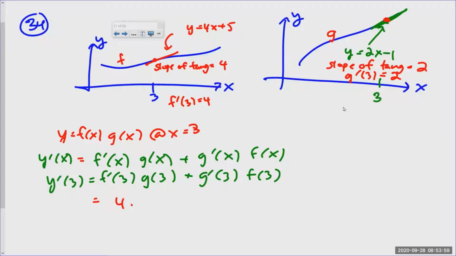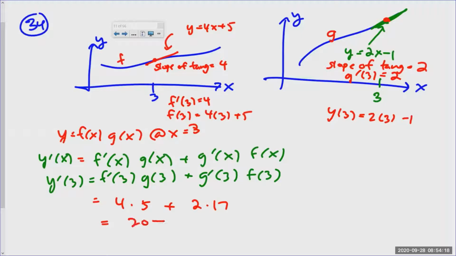So this is going to be y of 3, which would be 2 times 3 minus 1. So I'm getting 5 plus g prime of 3, which I knew was 2. And f of 3, if I plug it into the equation, I'll get 4 times 3 plus 5. I believe that's 17. Please let me know if I make a mistake. And so that's going to be 20 plus 34, which will give me 54. Okay, I don't know what I found. I found y prime, but let's see what I need.